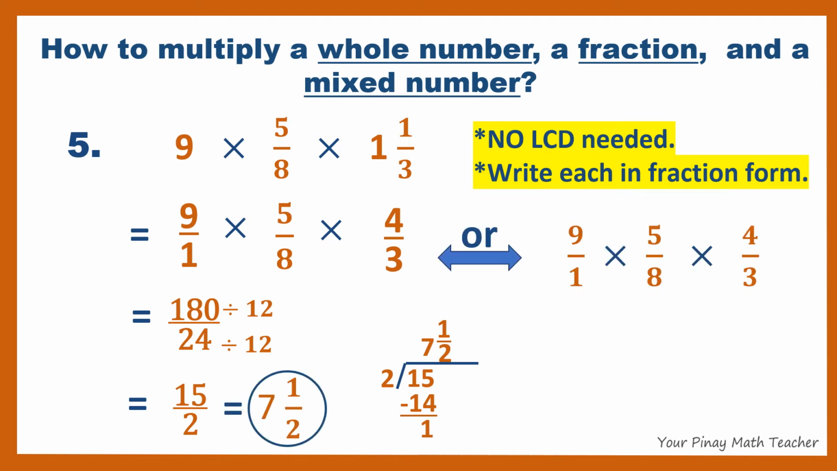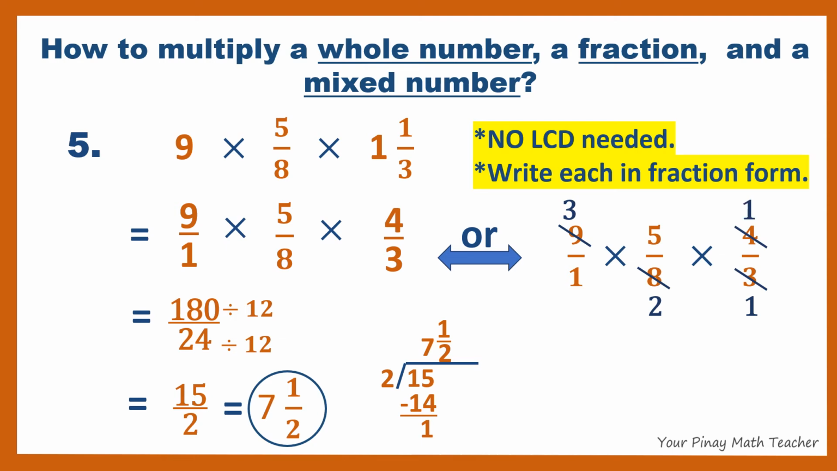Now the other way is, instead of multiplying the numerators first, we reduce first. So we reduce 9 and 3 by 3. So we get 3, and then this is 1. We also reduce 8 and 4 by 4. So 8 becomes 2 and 4 becomes 1.